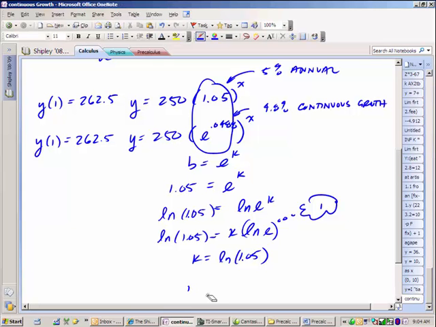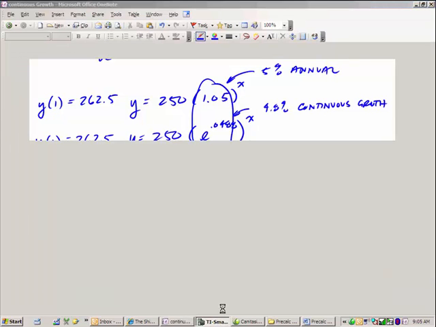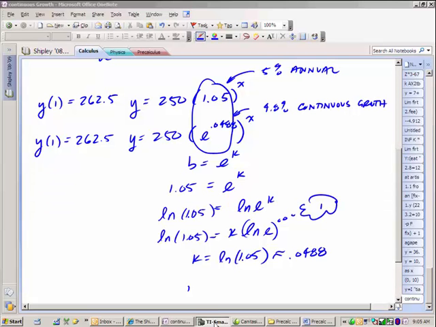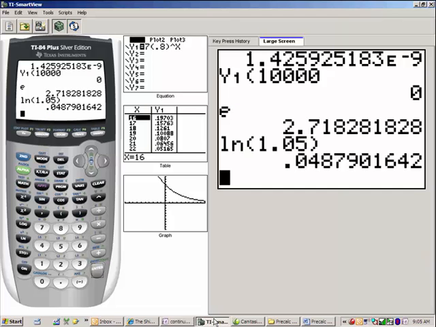What is the natural log of 1.05? Go ahead, do it on your calculator. Find the natural log button. 0.0488. Did you find the natural log button on your calculator? Andrew, you did not find the natural log button on your calculator. Where is that natural log button? All right, so the natural log button is right above the store button.